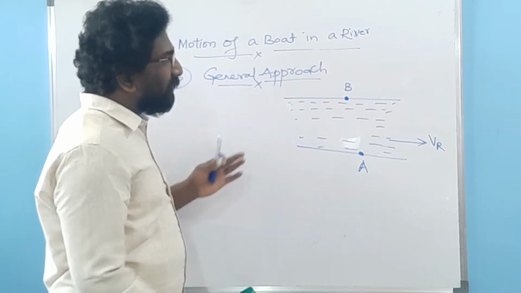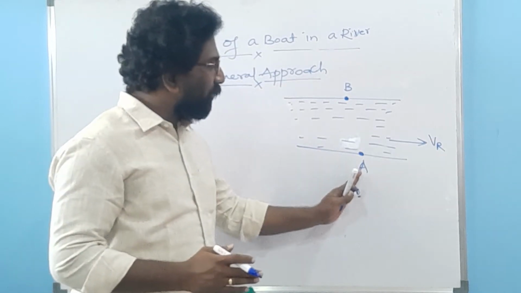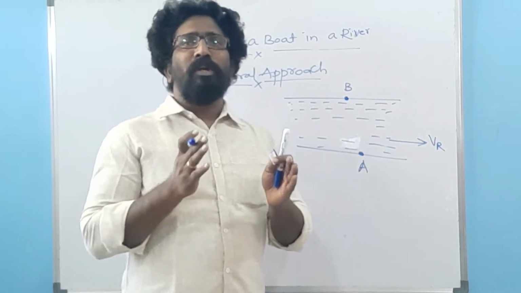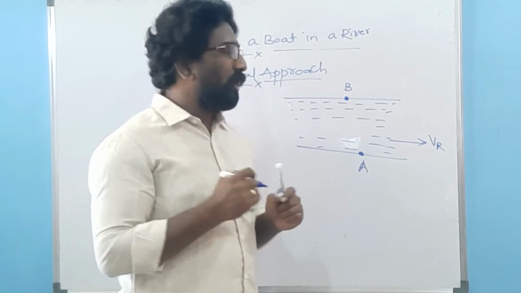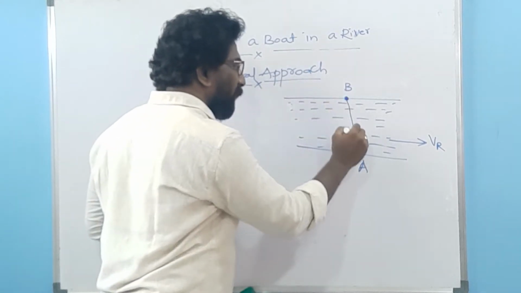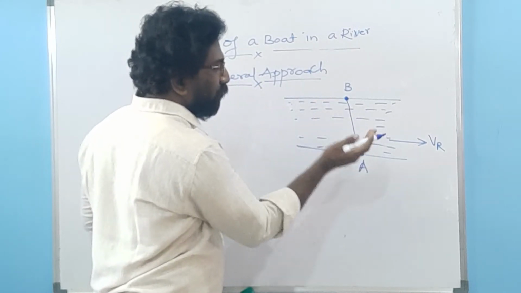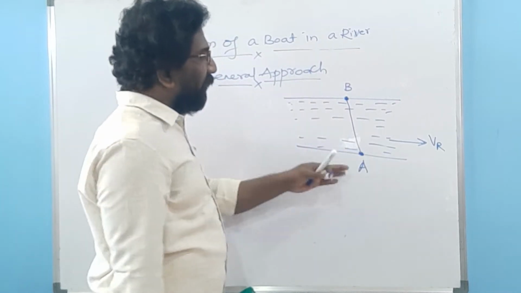We have seen in the previous cases that if a boat has to reach from point A to point B, your boat has to travel perpendicular to the flow of water. That means this should be the actual path of the boat in order to reach exactly the opposite point of the river from where you have started.